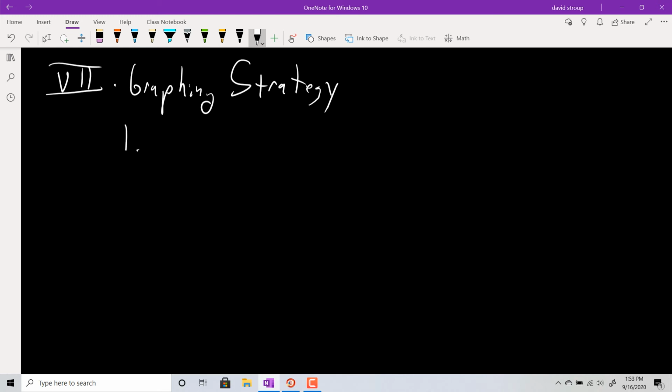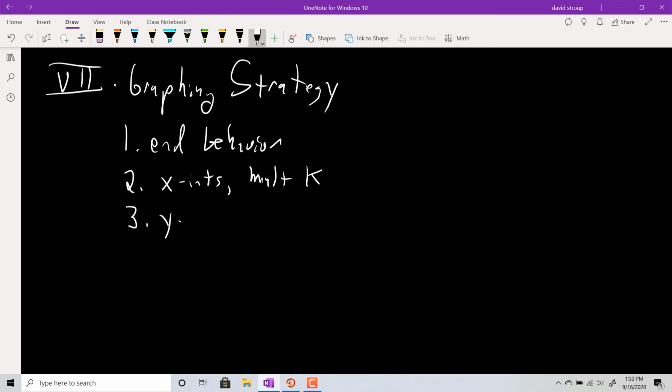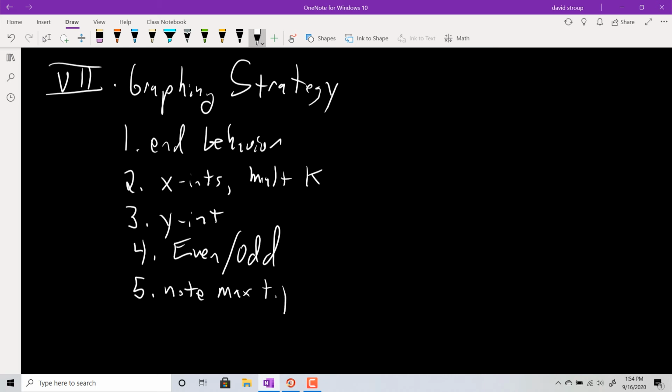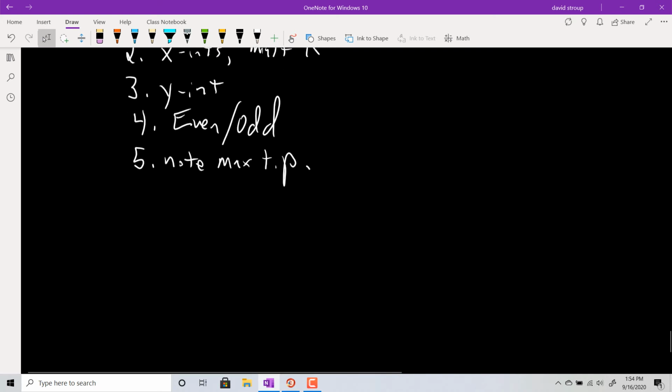So anyways, first we'll figure out the end behavior. Secondly, get your x-intercepts and the multiplicity stuff. X-ints and multiplicity. We're calling the multiplicity k. Then get your y-intercept. Then even and odd symmetry, they talk a little bit about that, even versus odd. And then finally, note the maximum number of turning points. And then hopefully we can graph the thing.